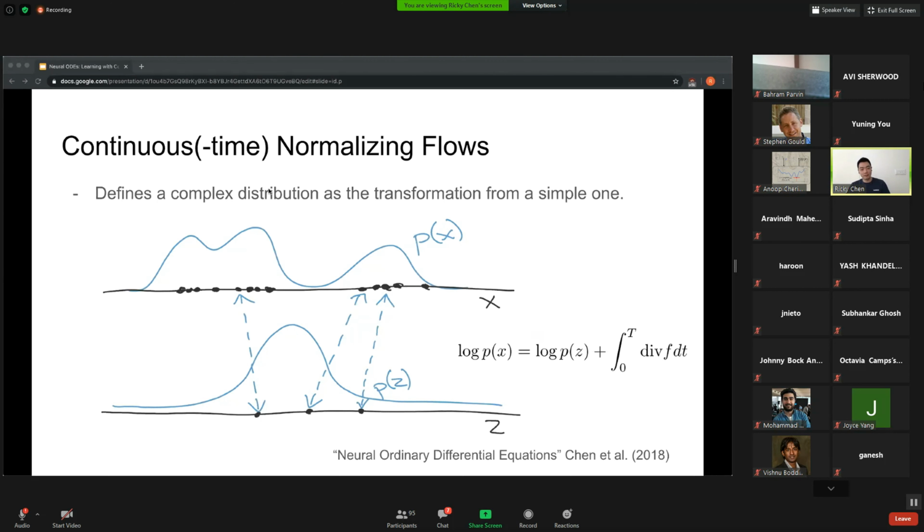All right, so what this equation lets us do is basically build powerful density models in high-dimensional continuous space. And it also provides us with a generative procedure for sampling from X. Right? So we can basically just sample from Z and then transport the sample into X space.